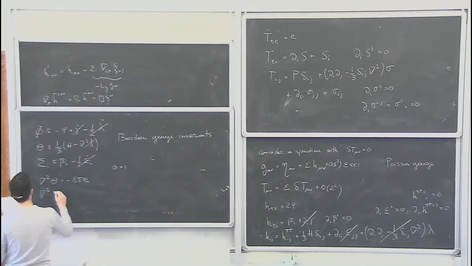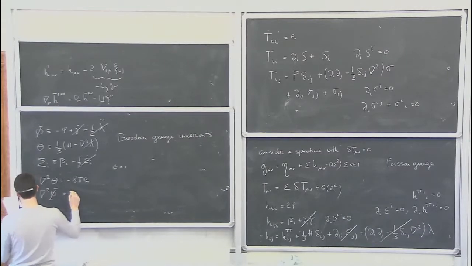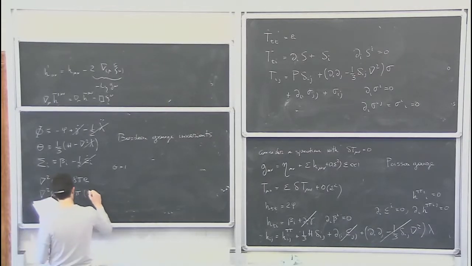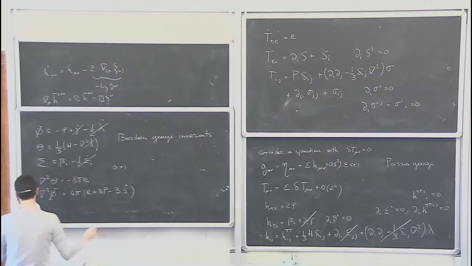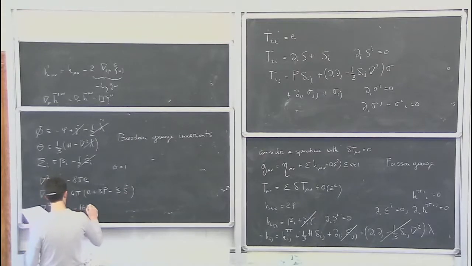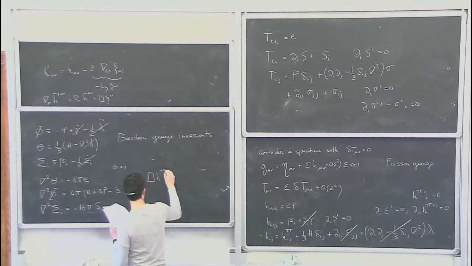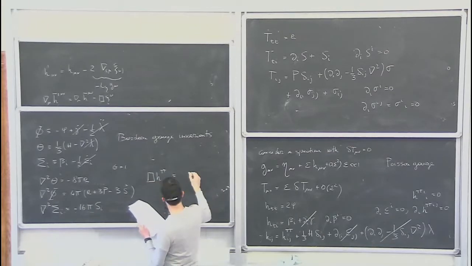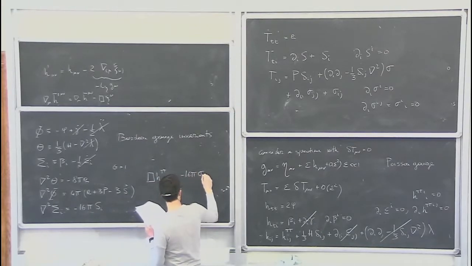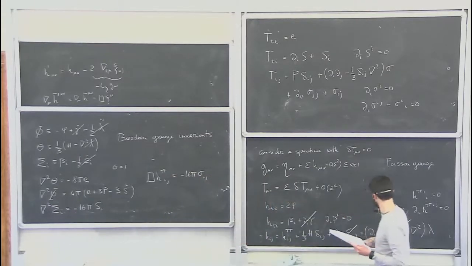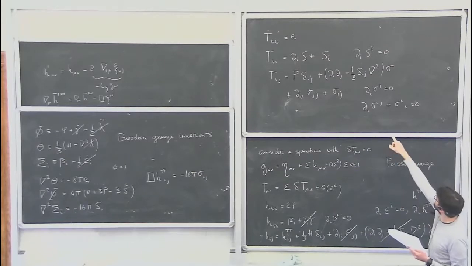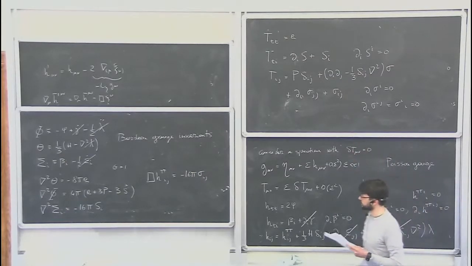Nabla squared of big phi equals 4 pi (rho plus 3p minus 3 s dot). Remember, s is the components of the stress energy tensor. Nabla squared of sigma equals minus 16 pi s i. And finally, an equation that by now will look familiar, h TT ij equals minus 16 pi sigma ij, where sigma ij is now the transverse traceless part of the stress energy tensor.